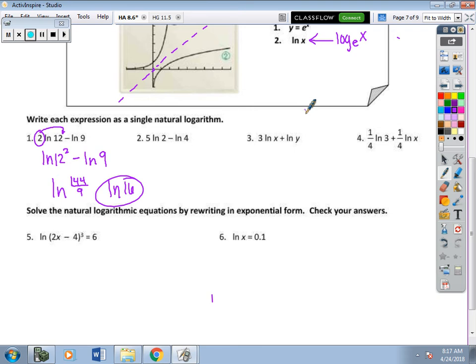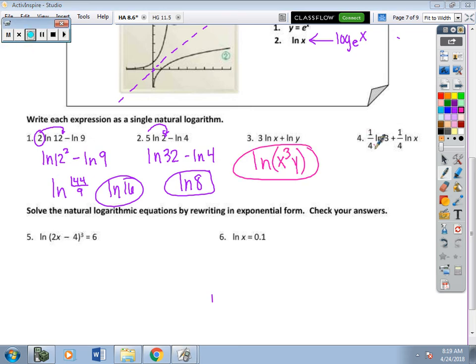Next one, do the same thing. Use your power property first, so 2 to the 5th, which is 32. And then we're subtracting. We can use the quotient property, which is division. So the natural log of 8. So if you guys can try examples 3 and 4, and then we'll take a look at solving.